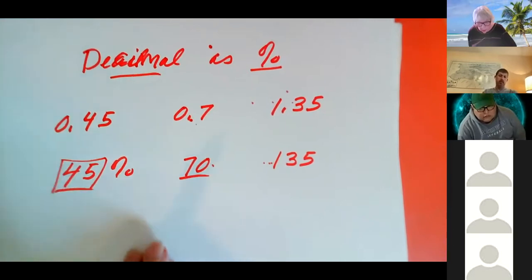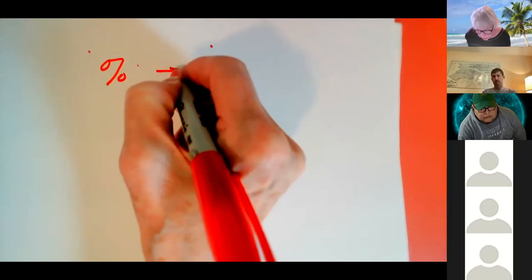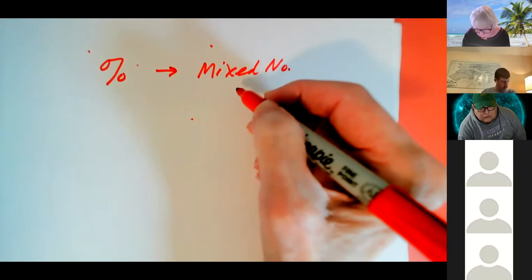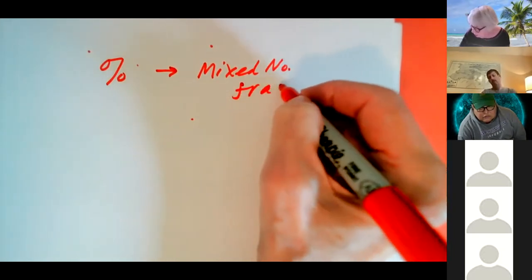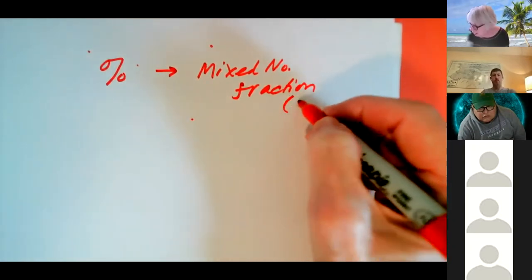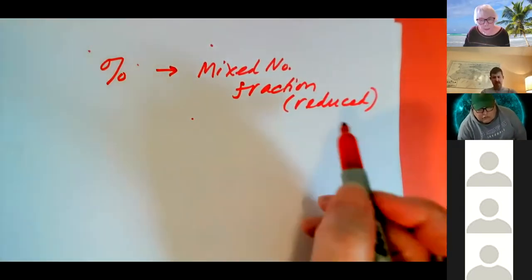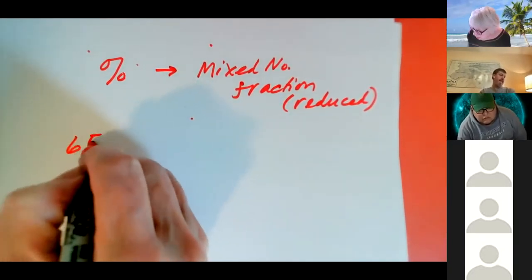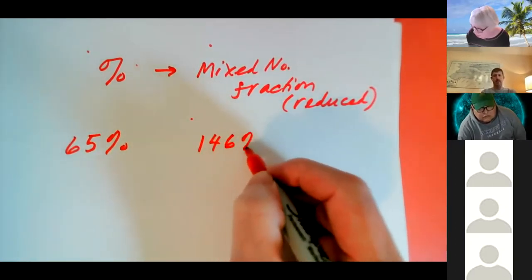Let's take a look at this one. Write each percent as either a mixed number or a fraction, I guess. And anytime it's fractions, there's always that implication that it's reduced, whether it says so or not. So here's my first one, 65%. And you can try these while we're doing it.